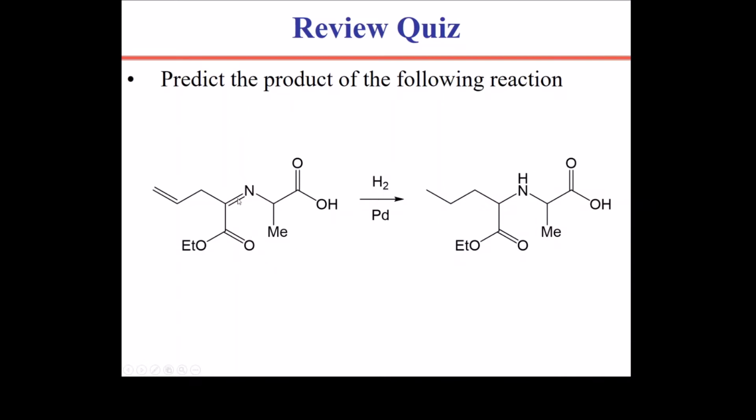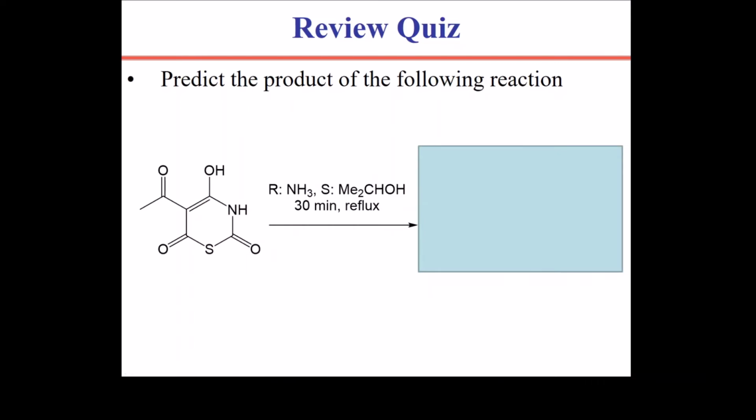It's this pi bond right here between a carbon and a nitrogen that was the point of this question. And this is an imine, and imines will undergo catalytic hydrogenation just like ketones and aldehydes to produce just a regular amine bond right there. This is not necessarily a review, more of a preview of a type of reaction we're going to look at in today's lecture.